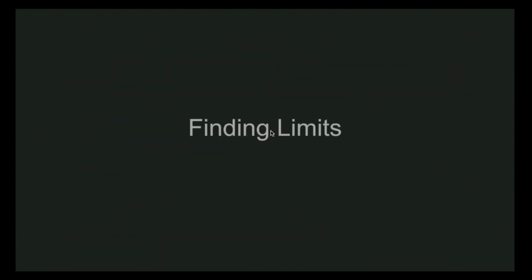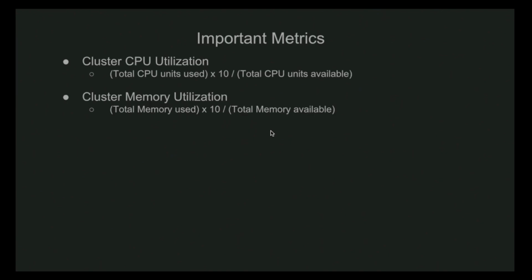Okay, so we're going to find some limits. First, we're going to do some math and note some important metrics. The metric I'm going to be watching is the cluster CPU utilization. I'm using one container again. This metric is defined as the total number of CPU units we're using times 100, divided by the total number of CPU units available to the cluster. So this is what your container is using versus what the cluster can offer that container. Memory is the same thing, what the container is using. Oh man, did I do 10?